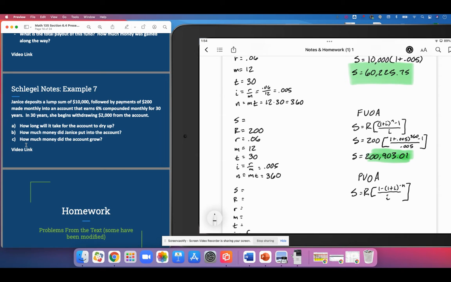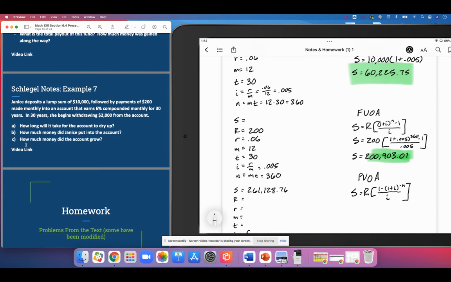And so we need to add the 60,000 and the 200,000 to get what the present value of that annuity is. And so here on the side, I'm going to do $60,225.75 plus $200,903.01. And I get a total value here of $261,128.76.